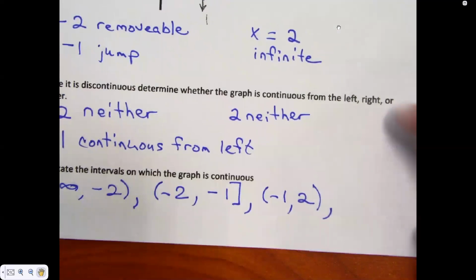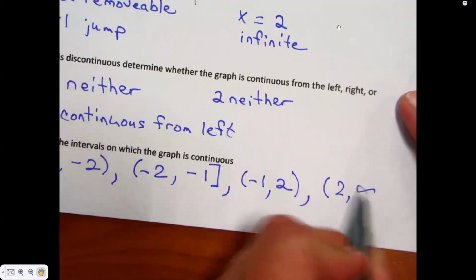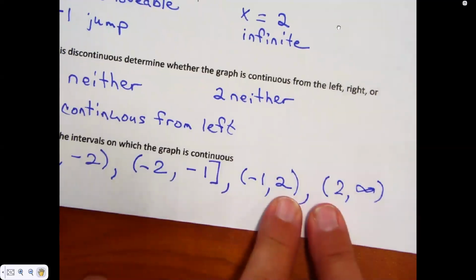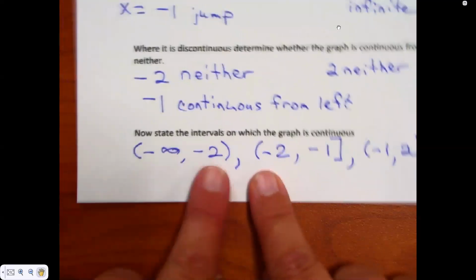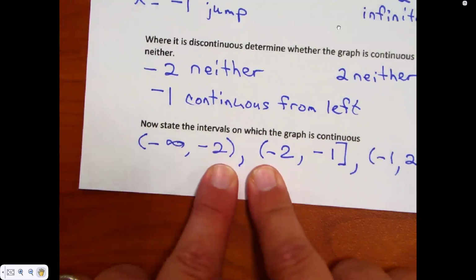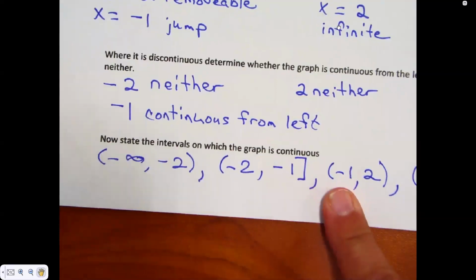And then my last one would be 2 to infinity. It's an asymptote, so it would be a parenthesis, 2 to infinity. And notice here, I didn't do any bracket. So that's why we say it's not continuous from either side. Same thing with -2. I did both parentheses, which just means it's not continuous from either side. -1, continuous from the left, because that's where that point was. All right, let's try it.